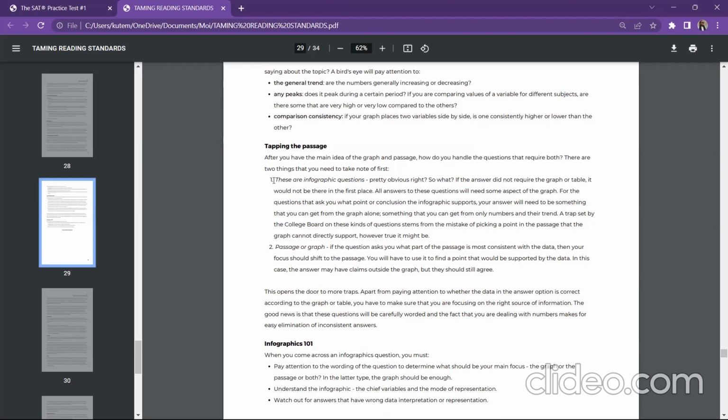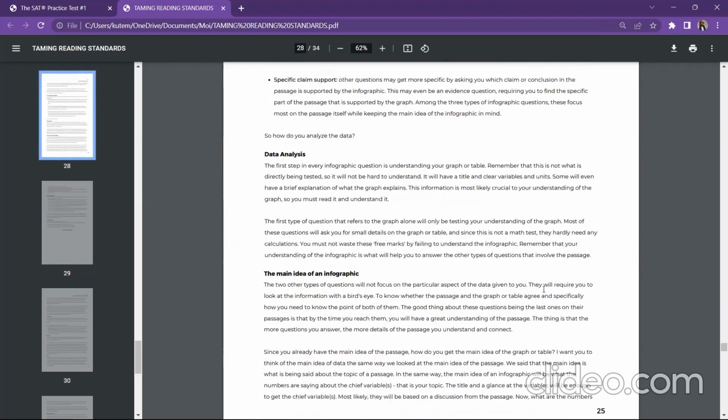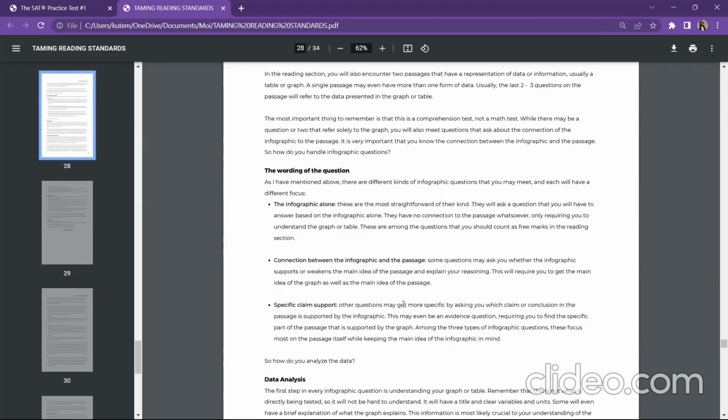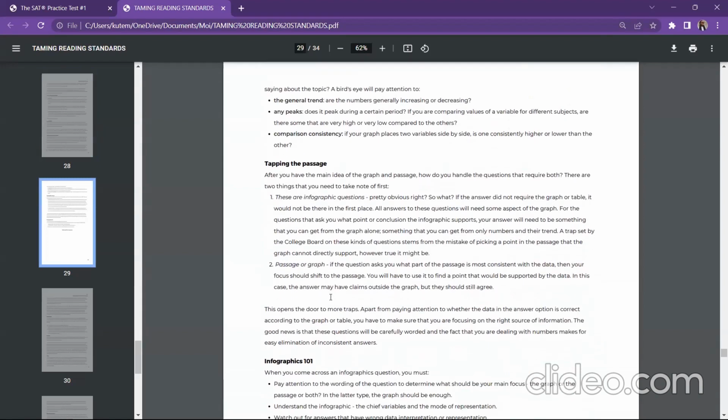Okay. So these are some tips to help you as you are going through the question. Of course, infographics are important. They won't just give you a graph and you don't use it. So even though a question asks you to focus on the passage, if it's under an infographic, there's going to be some aspect of the infographic that you're going to use. That's why when you looked at the kinds of questions, we didn't say anything that's on the passage alone. We said it's either the infographic alone or a connection between the infographic and the passage. And specific claim support still falls under that. You're still trying to connect the infographic and the passage.